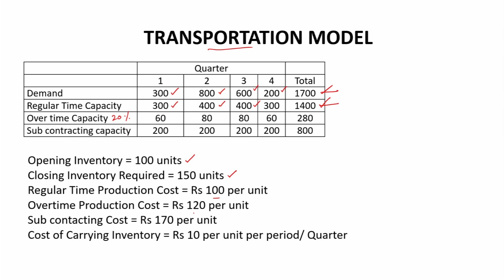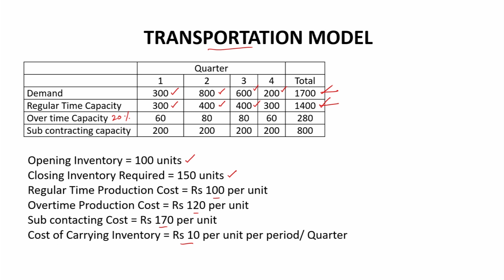Overtime production cost is rupees 120. As I said, overtime production cost is always more expensive, and subcontracting is even more expensive. If you get the item produced through subcontracting, the cost is rupees 170 per unit. I have also taken the cost of carrying inventory as rupees 10 per unit per period. In this case we have taken a quarter, so rupees 10 per quarter.